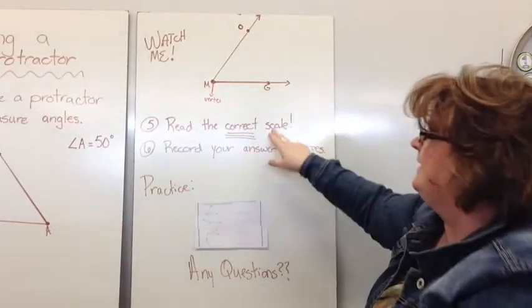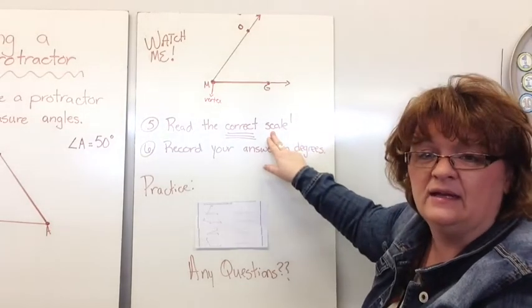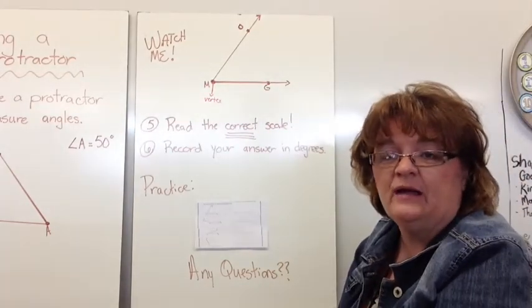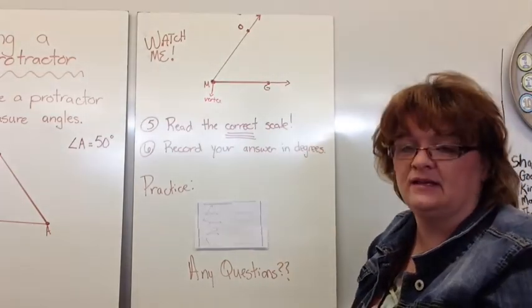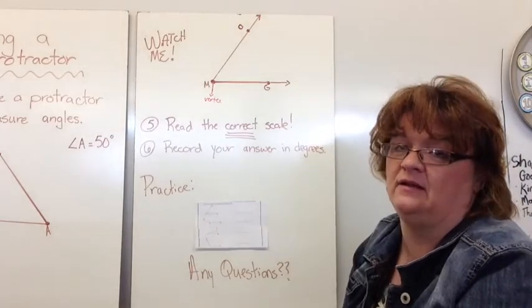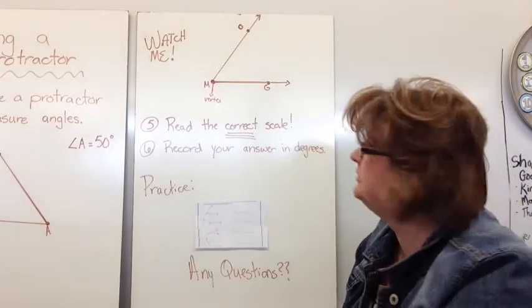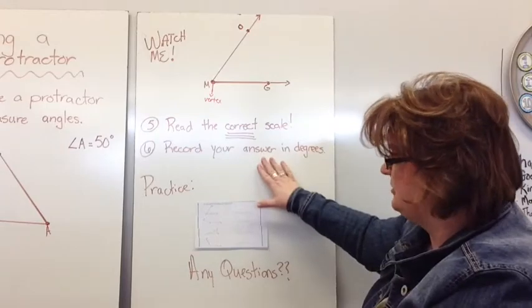Okay. Then read the correct scale. And how do you know which scale is correct? Think to yourself, is it an acute angle or is it an obtuse angle? That will tell you which scale to use. And then record your answer in degrees.